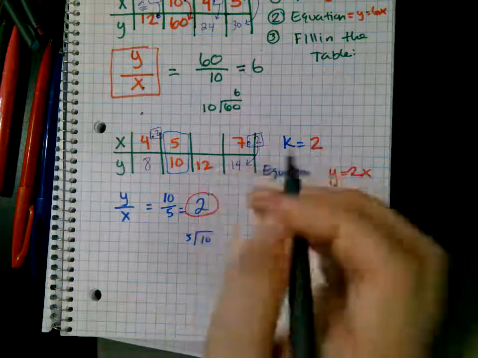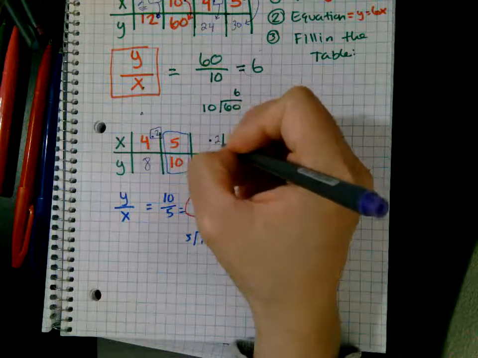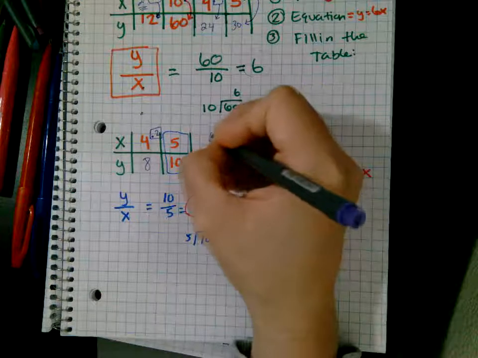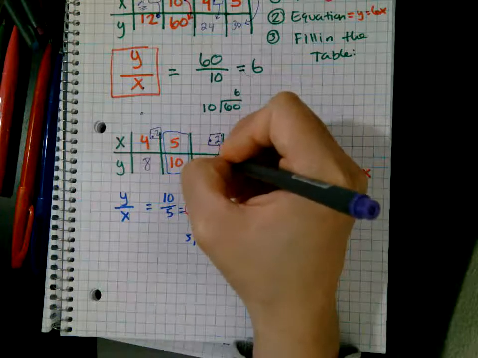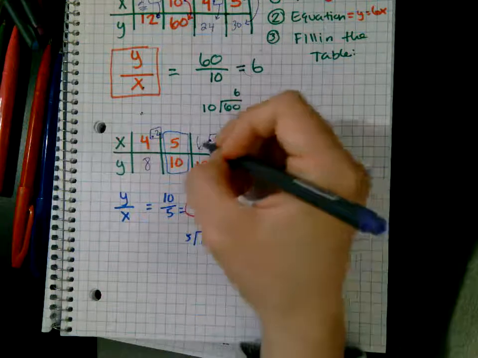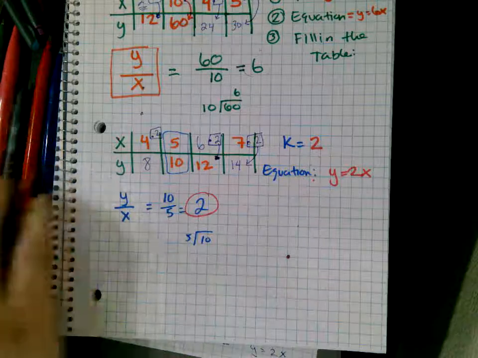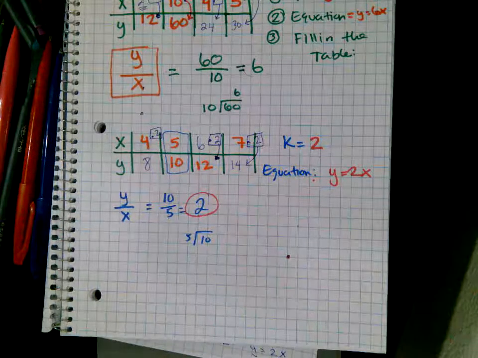Now here, it's a little different. What number times 2 gives me 12? 6. 6 times 2 is 12. We're done. Okay? So far, so good?